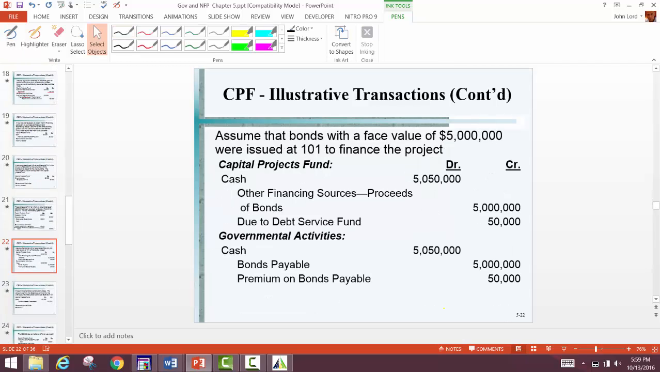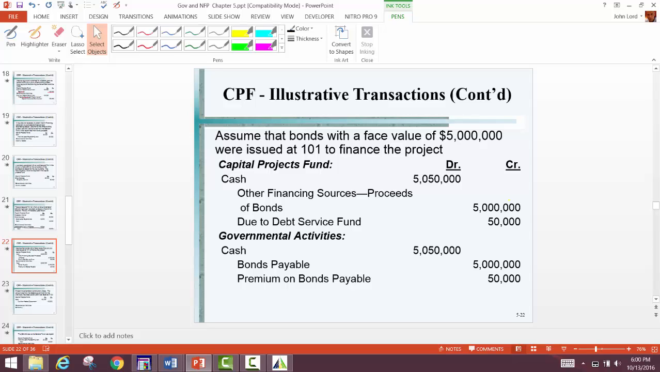Okay. So now I come over and I get some money from this bond issue. So I issue the bonds for $5,050,000. I go ahead and credit my other financing sources, $5 million, because this is long-term debt. I mean, not $500,000, but $5 million, right? And I'm going to take that $50,000 and put that as due to the debt service fund.